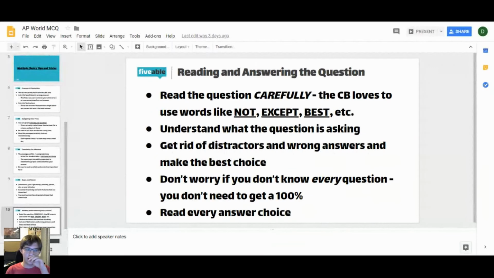Read all the answer choices. It's important to do so because there could be a better answer for D, for example.